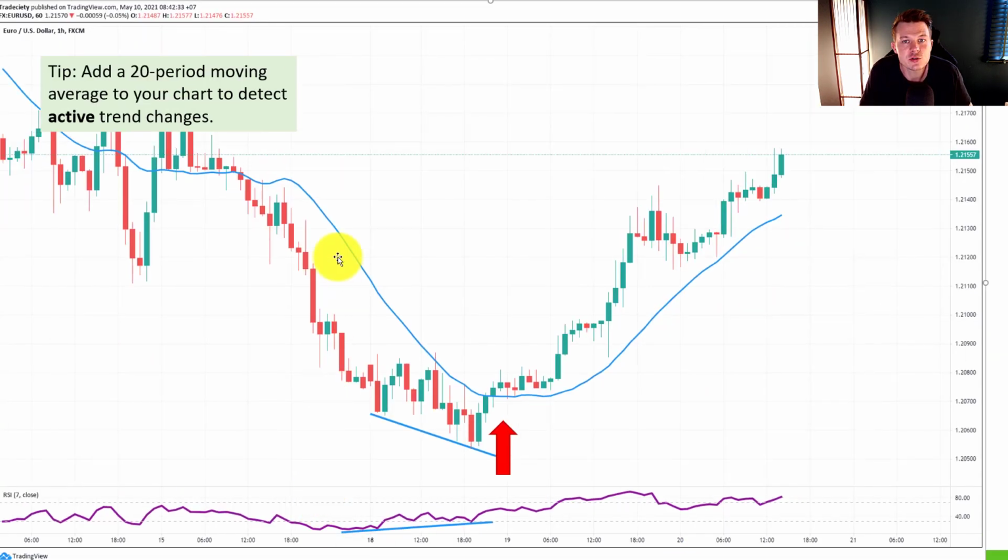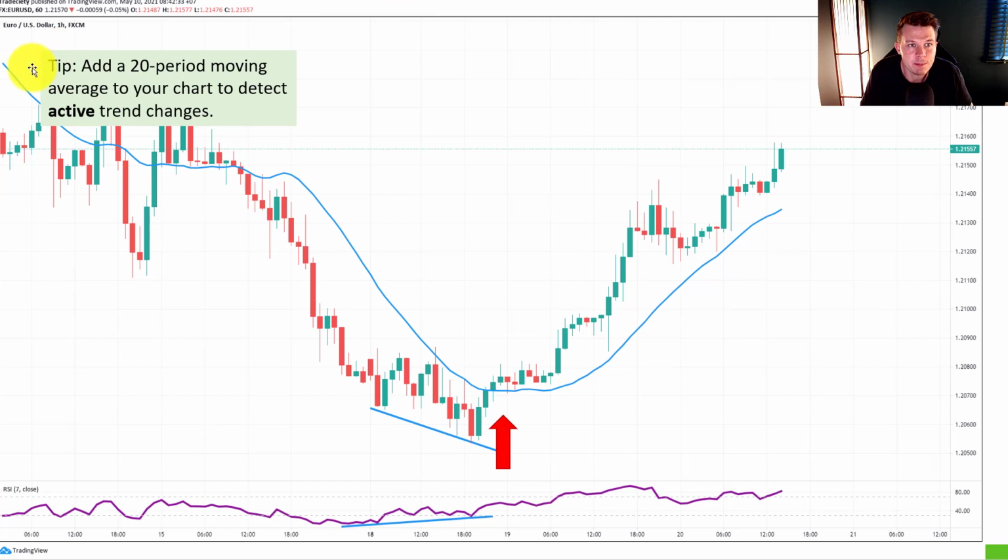A very common tool to use as well is the 20-period moving average. Whether you use the EMA or SMA doesn't really matter, but what you do is that, first of all, you look for a trending market, you look for a divergence, and then you wait for the market to break above the moving average before you try looking for trades. It can help you to be way more objective in your trade finding process.